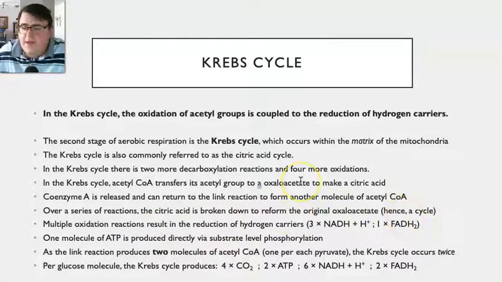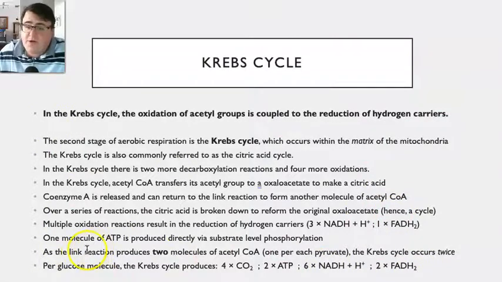So oxaloacetate is a 4-carbon molecule. When we add the acetyl group, we make another 6-carbon molecule. And over a series of Krebs cycle reactions, that citric acid, the 6-carbon molecule, is broken back down to the original 4-carbon molecule, which is why we call it a cycle, because it continues around and around.